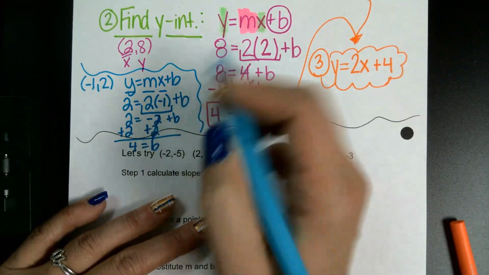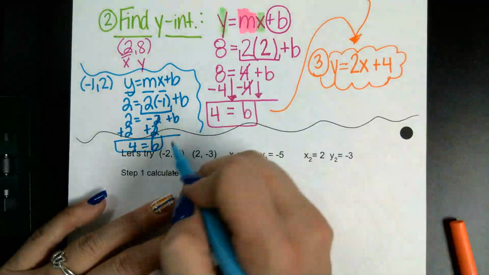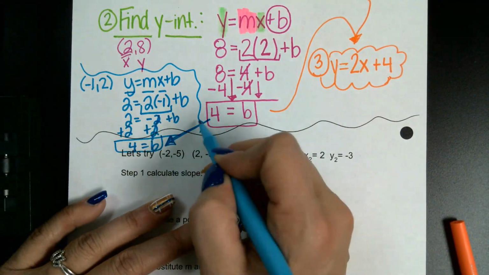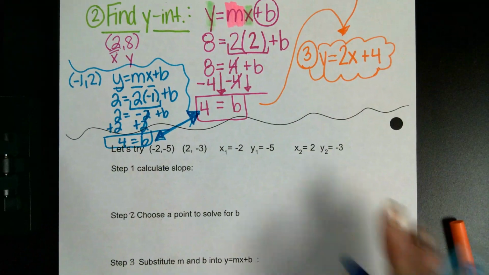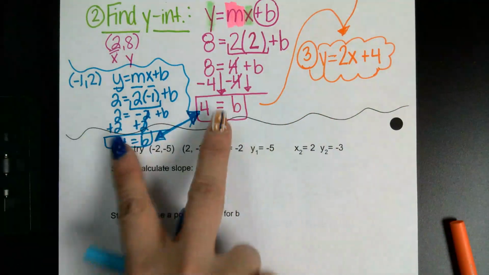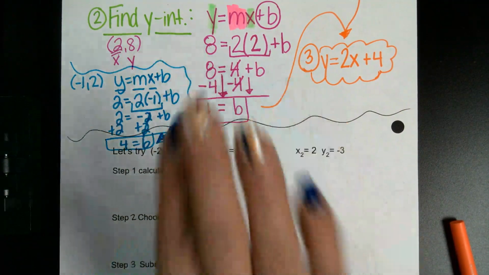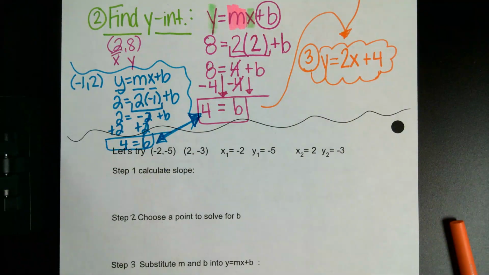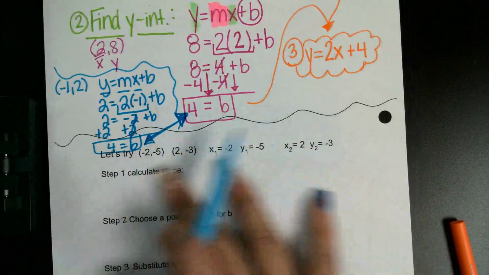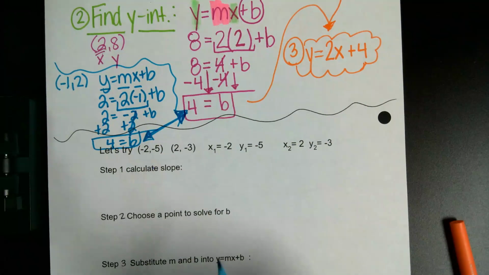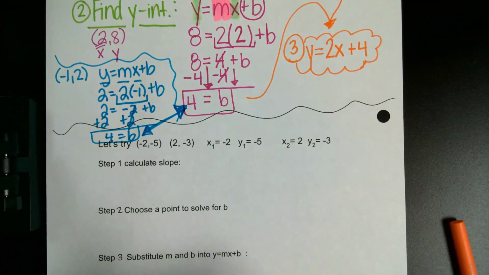So even if I had used that ordered pair, I still got the exact same y-intercept. So that's why I was telling you, it doesn't really matter which ordered pair you use, you'll still get the same y-intercept as long as you plug your numbers in correctly. Okay? Are we good? Because there's only one more example that we're going to do together before I give you guys your practice page.